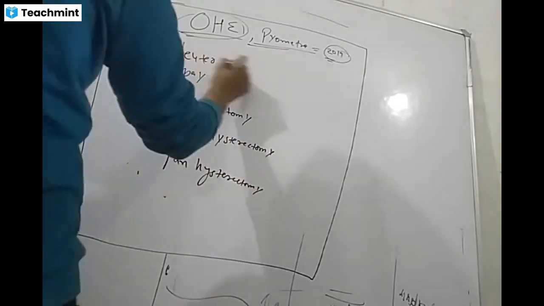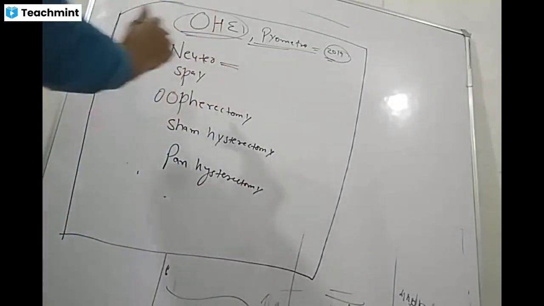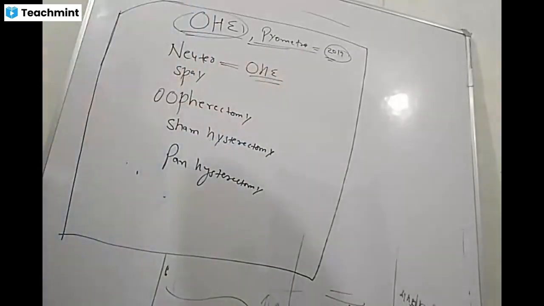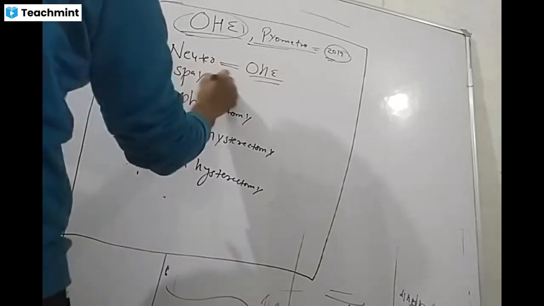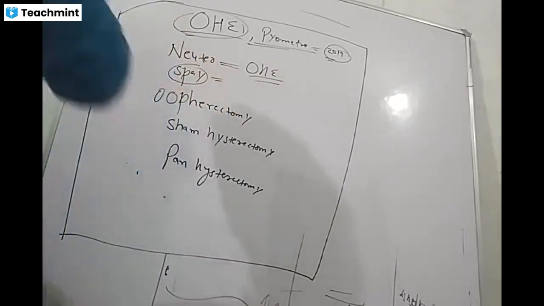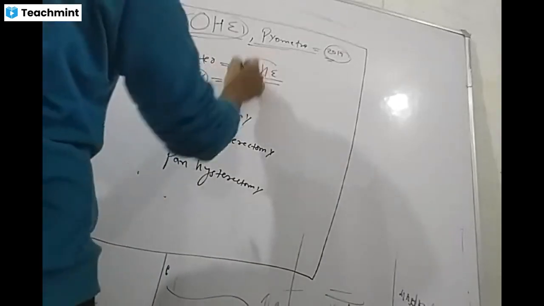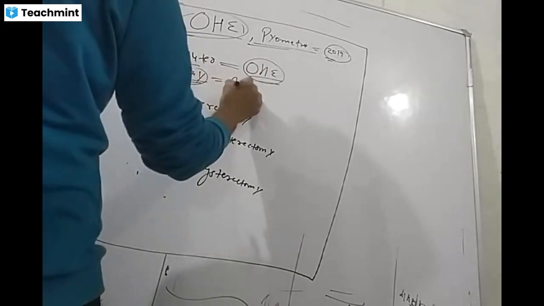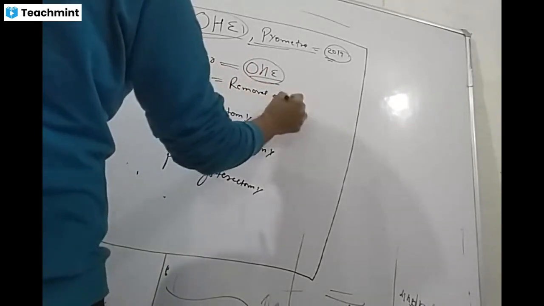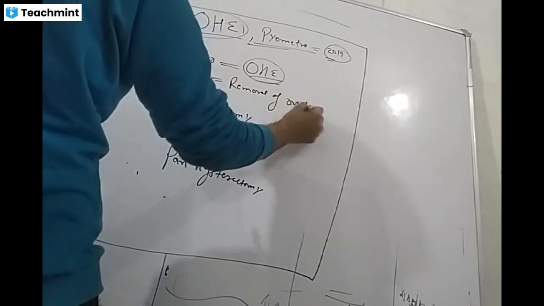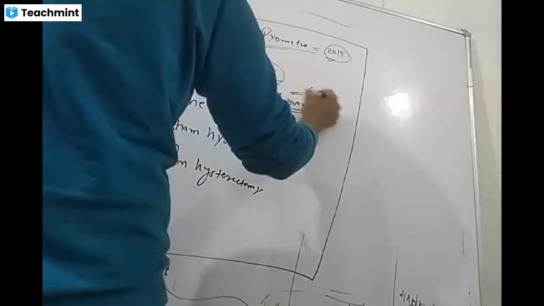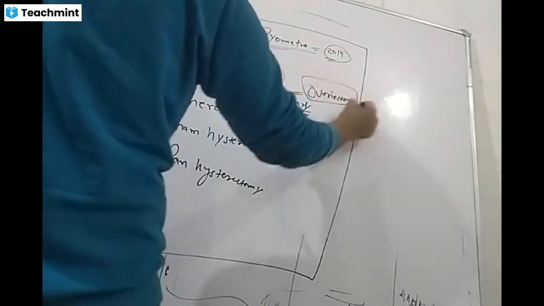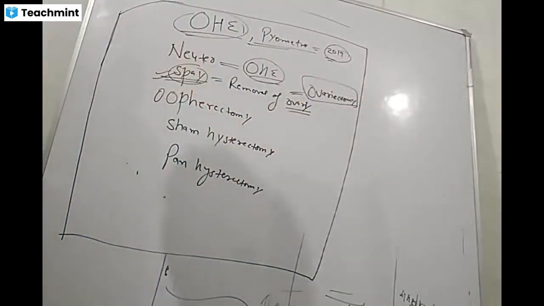First is the term neuter. This term neuter refers to ovary hysterectomy. The second term is spay. Spay is commonly used with the term OHE, but the exact meaning of the term spay is the removal of ovaries. It means the term ovariectomy is best defined as spay.